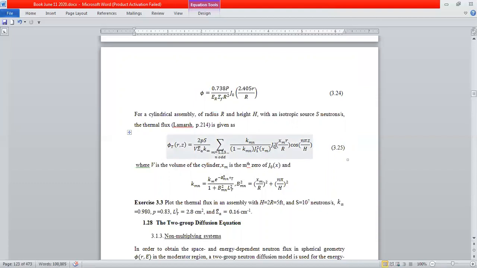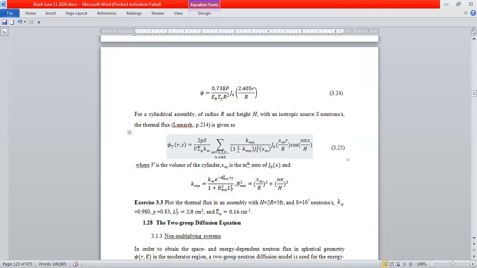Now, this is the Bessel function. See, this is the z part of it, and this is the r part. So it's separable. And these are the numbers which you get over here from these kind of expressions. And this is easy. It comes from the boundary conditions. When you set the boundary conditions, automatically you see that this is what you get.